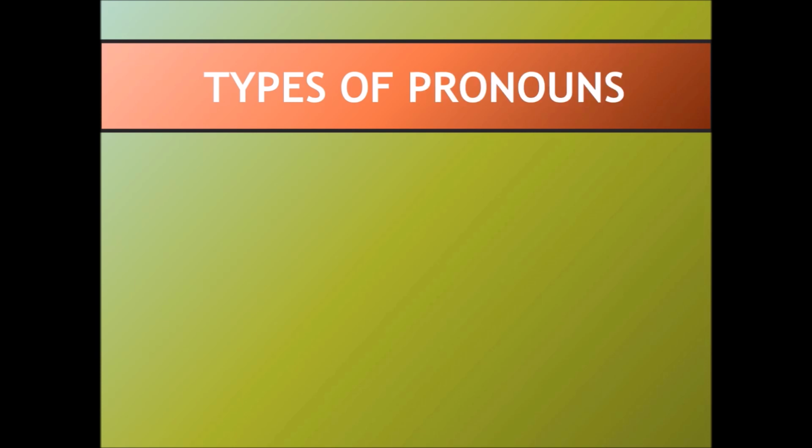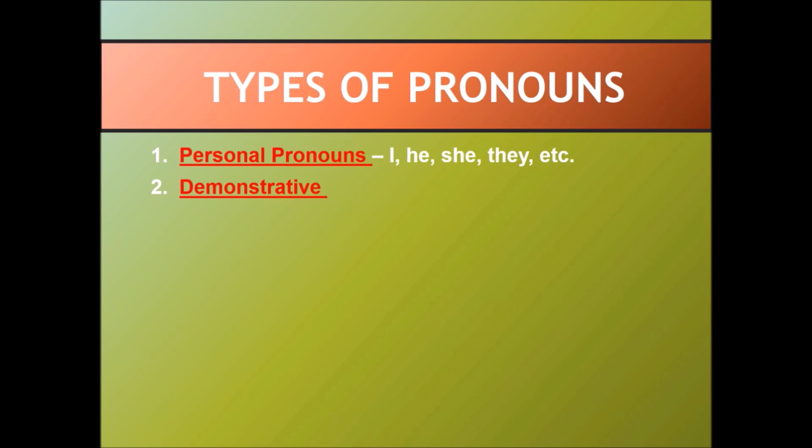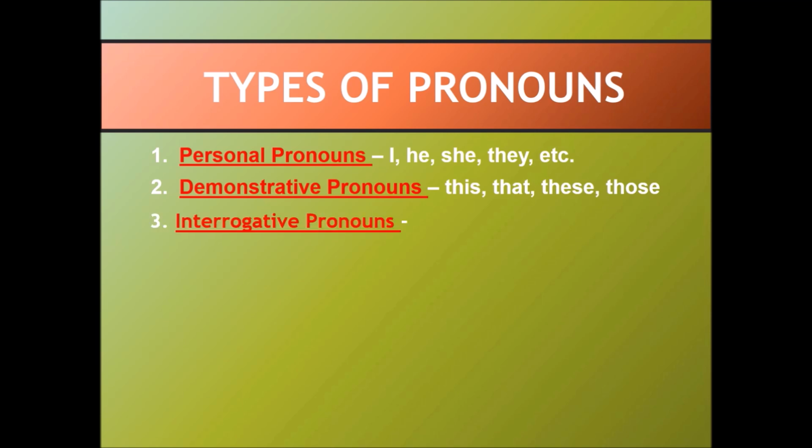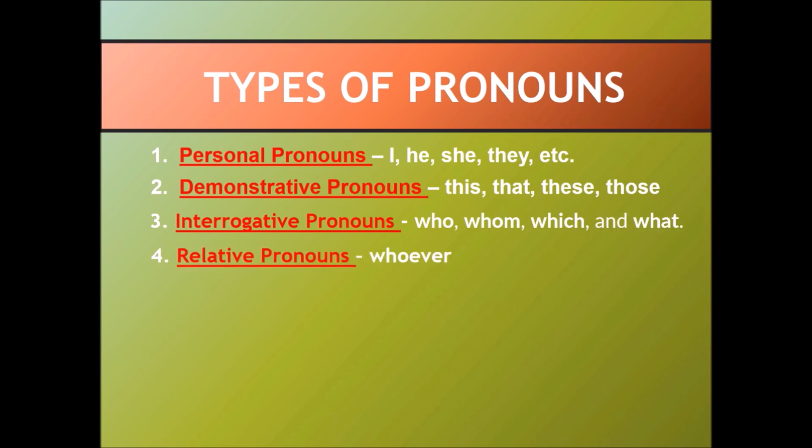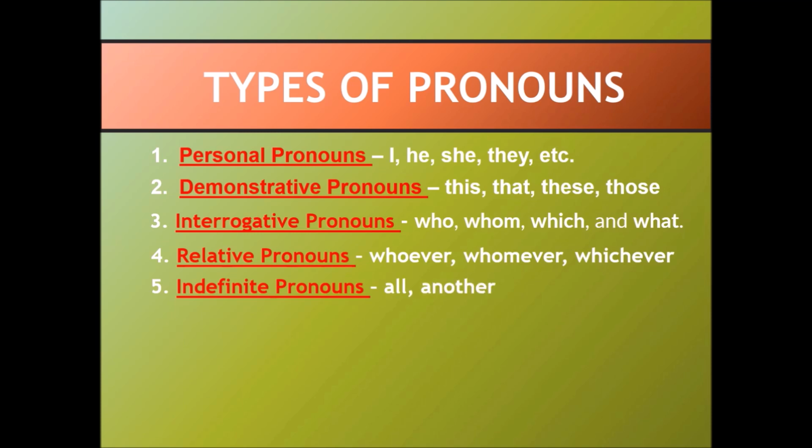Types of pronouns. The first one is the personal pronouns. Examples: I, he, she, they, etc. The second one is the demonstrative pronouns: this, that, these, those. The third one is the interrogative pronouns: who, whom, which, and what. The fourth one is relative pronouns, examples: whoever, whomever, whichever, etc. Then indefinite pronouns: all, another, any, etc.